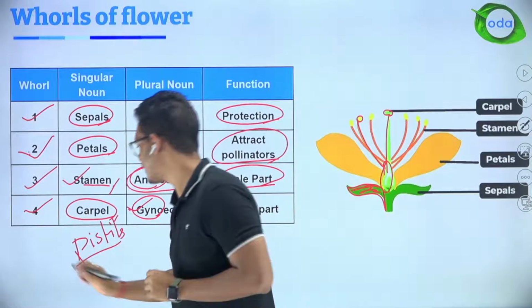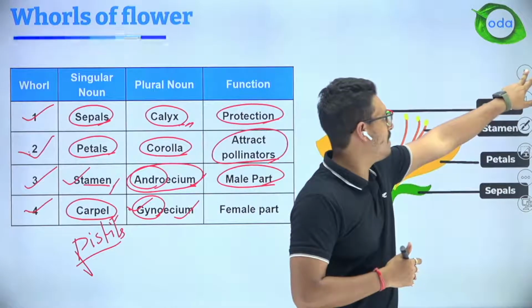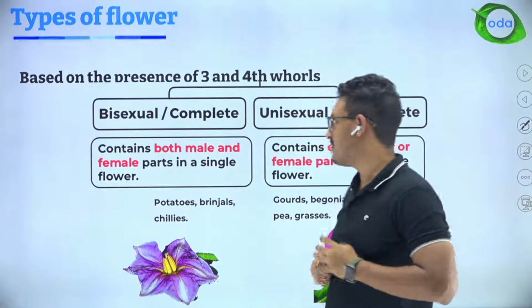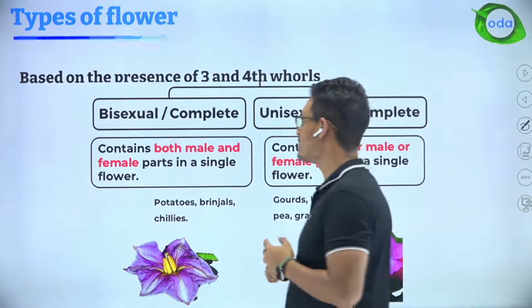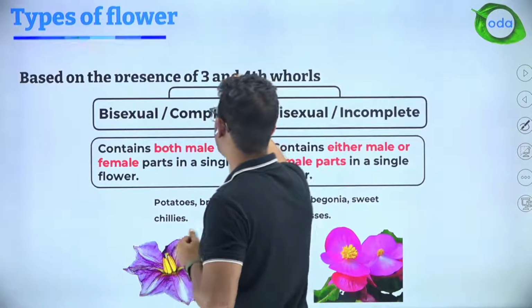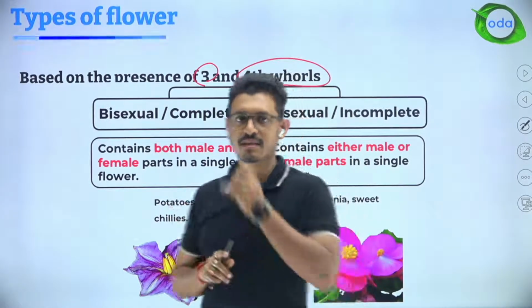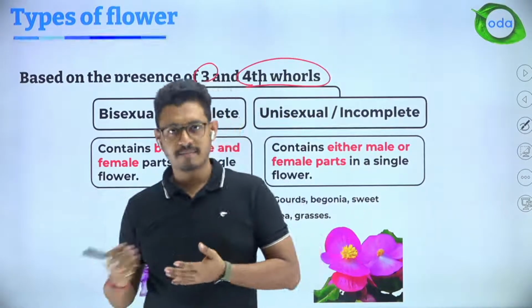Okay, in case you get confused, try to use both these terms. It'll be easier also. So these are the main four whorls of a flower. Now, in every flower, you might not find all of them. That's a very important thing to notice. Based on the presence of the third and the fourth ring, because the third and the fourth ring is the one that decides if a flower is male sexual flower or female sexual flower.